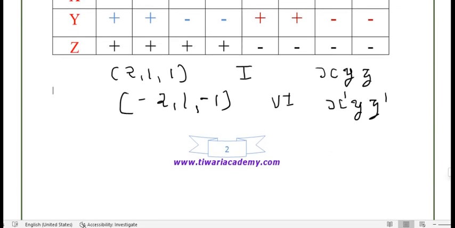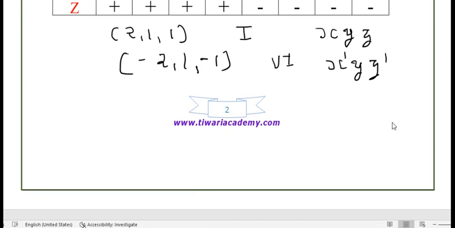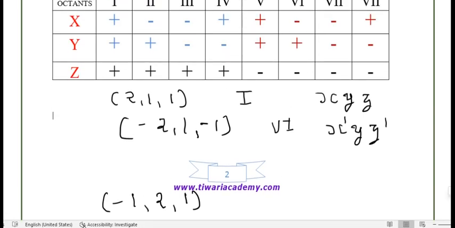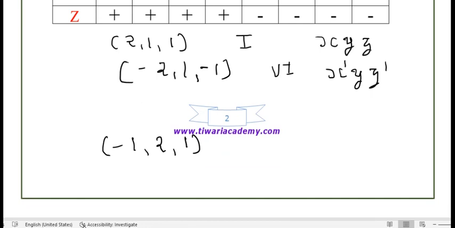One more question, let us discuss. Say the point is -1, 2 and 1. Then you can see once again from these octants, x is negative and the remaining two are positive. So you must find the octant where x is negative and both others are positive, and that is octant 2. So like this you can answer all.